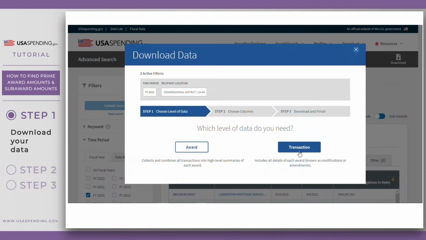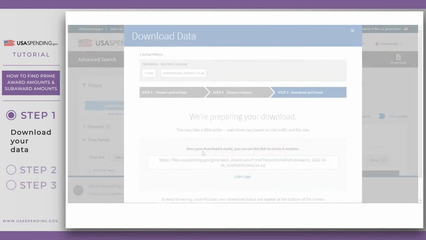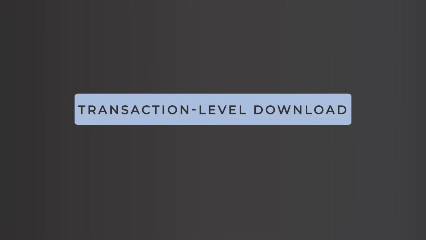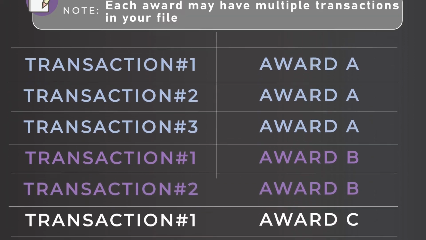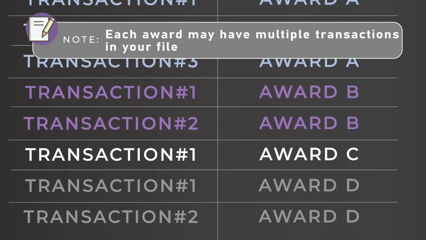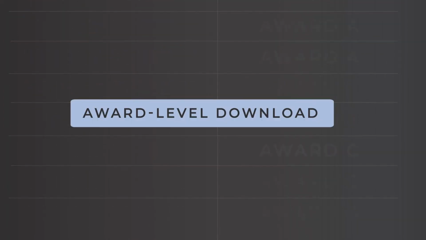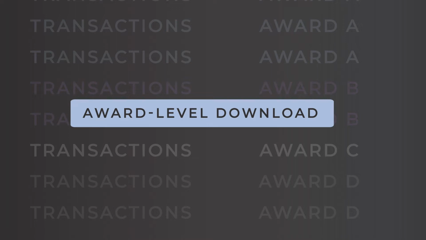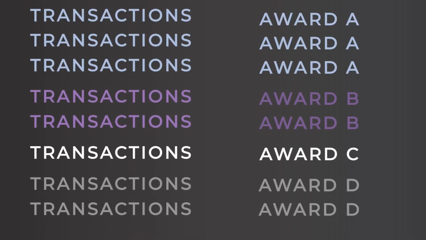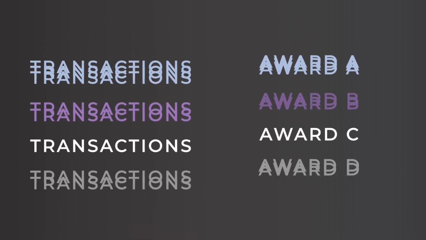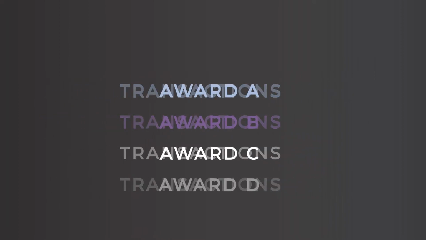Select Transaction and Everything. For your awareness, the transaction file will give you a row for each transaction of an award. Note that each award may have multiple transactions in your file. In contrast, the award level download will give you files where each row is a single award, with all information about individual transactions rolled up into that single row.